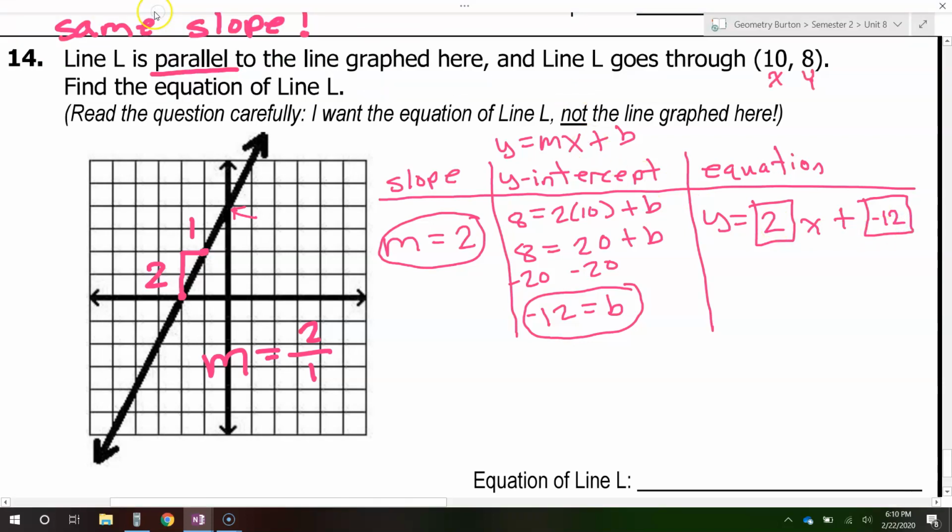And one more time, let me say to you, please do not put plus negative 12. Just write y equals 2x minus 12, like that. Notice that the y-intercept is negative 12. It is not 4. So, aren't you glad we didn't use the 4? It's a parallel line. It's not the same line.